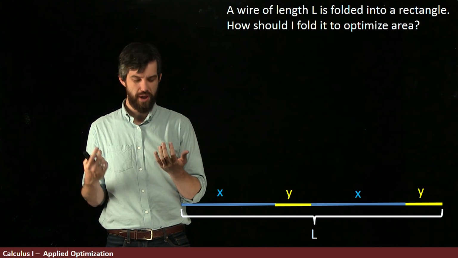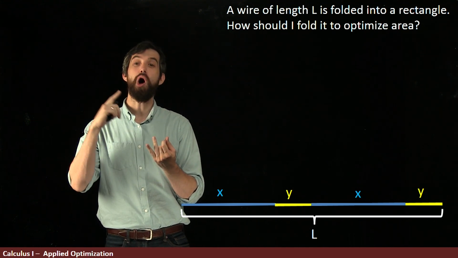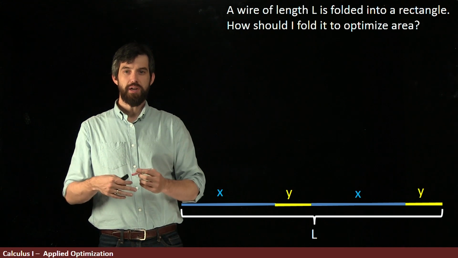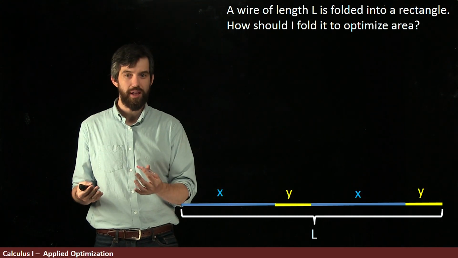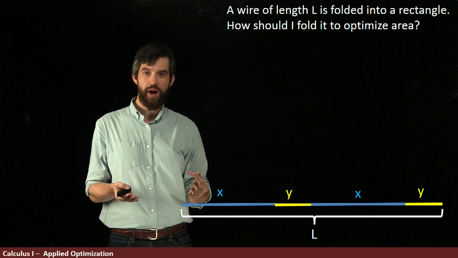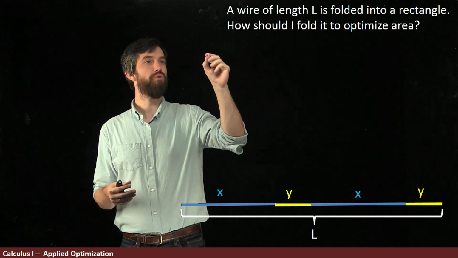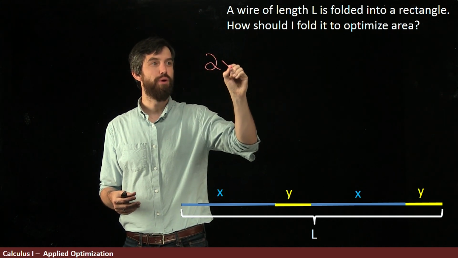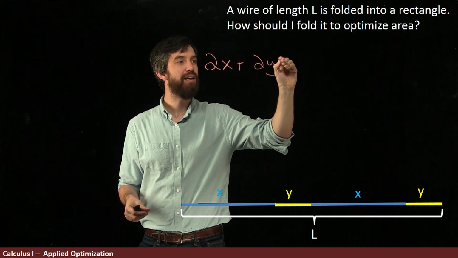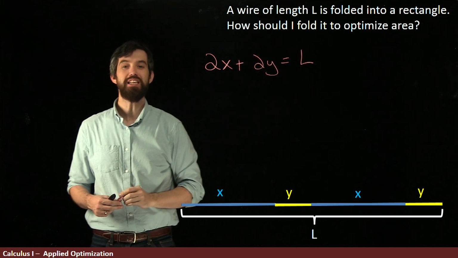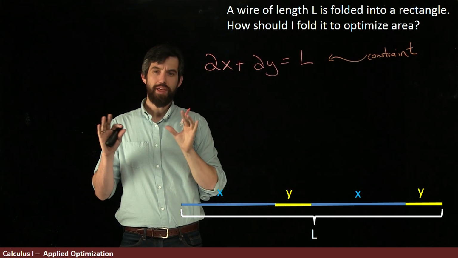So I want to try to figure out, what is the constraining equation, what is restricted here, and what is the optimizing equation? The constraint that I have is the following. The total length of this wire is L, and when I look at it this way, I can see that I've got two X portions and two Y portions. So this gives me the constraint that twice the value of X, because there's two of them, and twice the value of Y, has to equal L. So that's my constraint. That is what is restricted here. So that's my first equation.